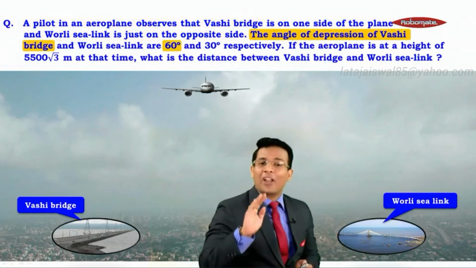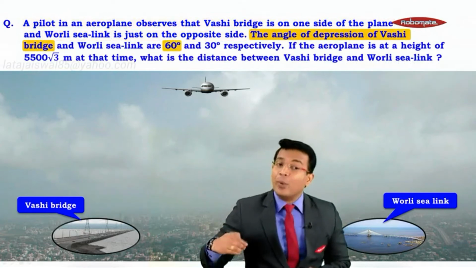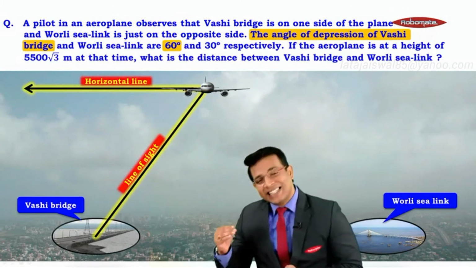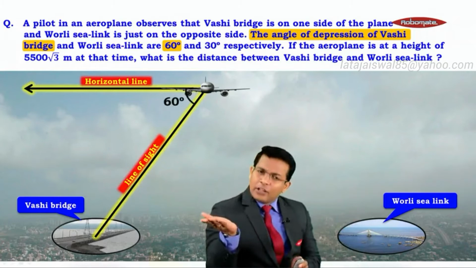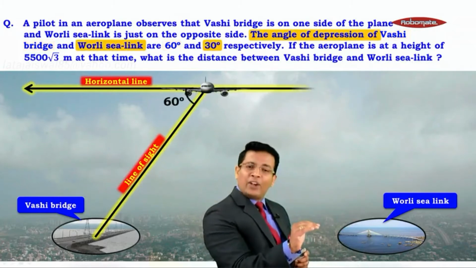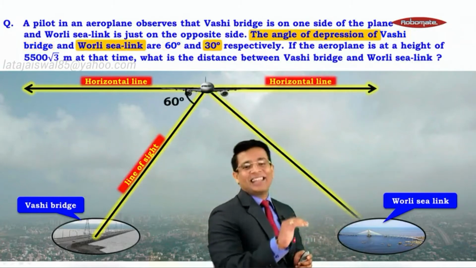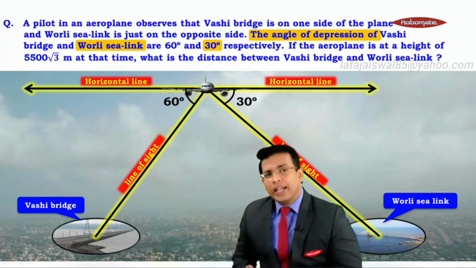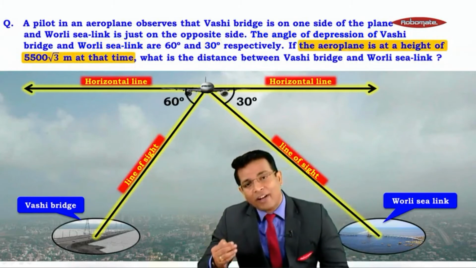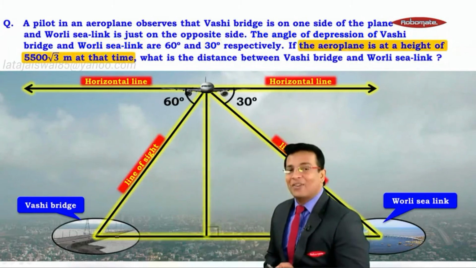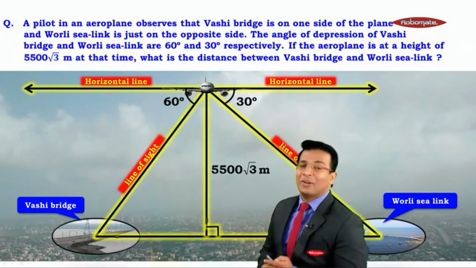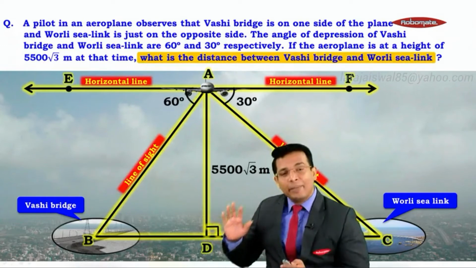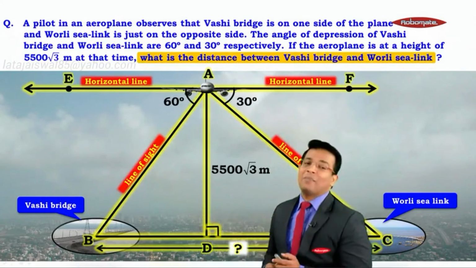That means here it is going to be an angle of depression that is given ahead. It says angle of depression of Vashi Bridge. That means when the pilot is observing Vashi Bridge, there is an angle of depression which is given as 60 degree. And same way when he is looking at Worli ceiling, there is an angle of depression which is formed, and that angle is given as 30 degree. So this is the information given here. It says if the aeroplane is at a height of 5,500 meter, the height of the aeroplane from the ground is 5,500 meter, then what is the distance between Vashi Bridge and Worli ceiling? That means here we are supposed to calculate BC.